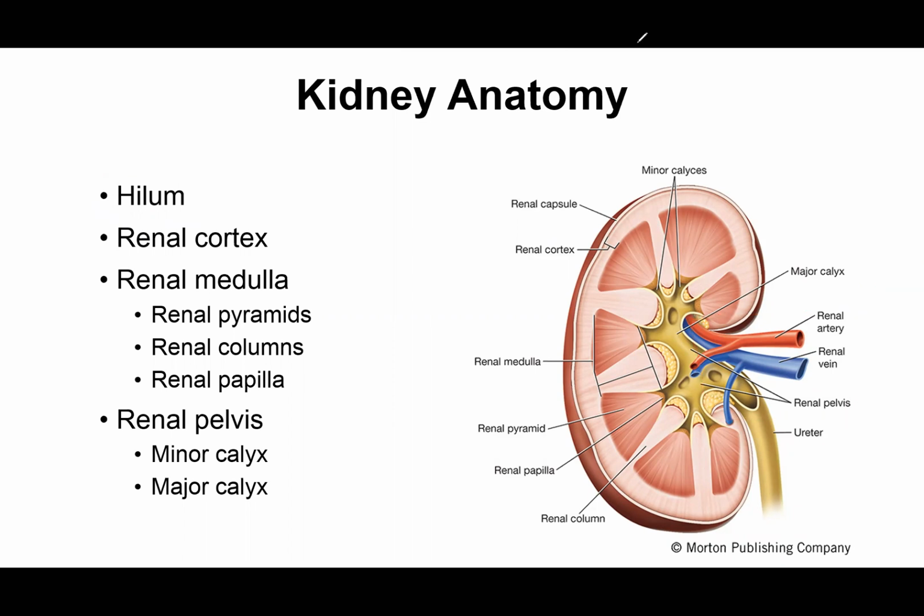Moving on from there, we have the renal cortex. And the cortex is going to be this superficial region of the kidney, drawing over it here. It is the region that contains blood vessels that are going to supply our nephrons, which we will talk about shortly.